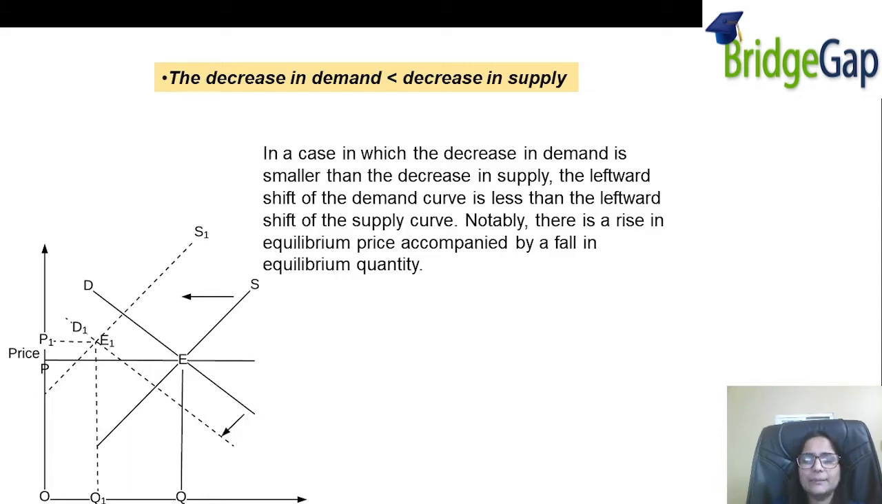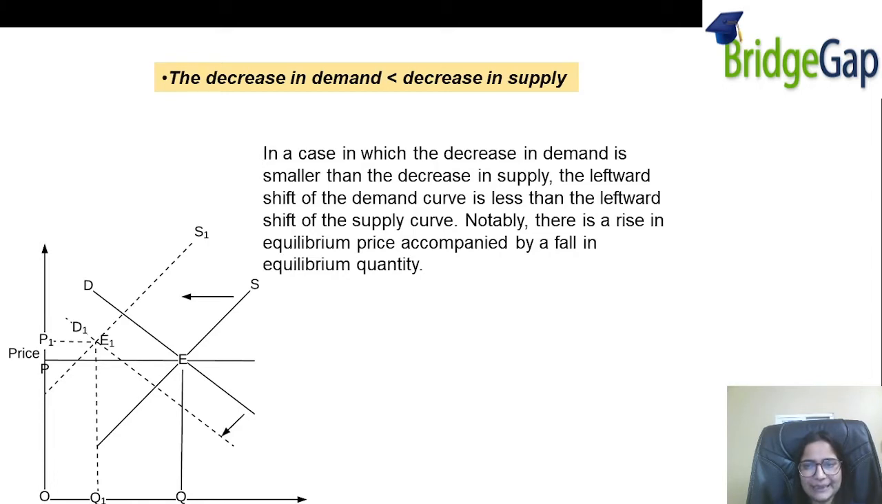So obviously the market forces will work accordingly to wipe off the excess demand. So here the new equilibrium, at D1 and S1, will gradually lead to an increase in the prices and a decrease in the quantity. So in the case in which the decrease in demand is smaller than the decrease in supply, the leftward shift of the demand curve is less than the leftward shift of the supply curve.